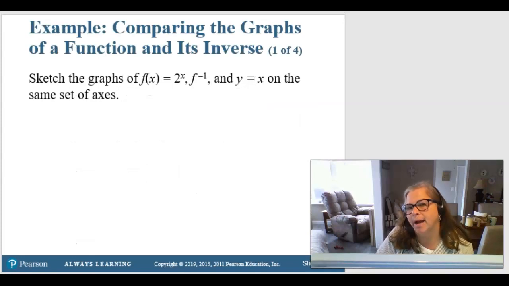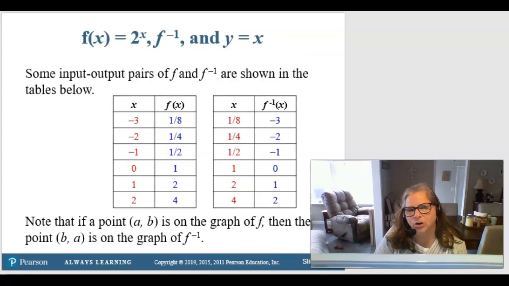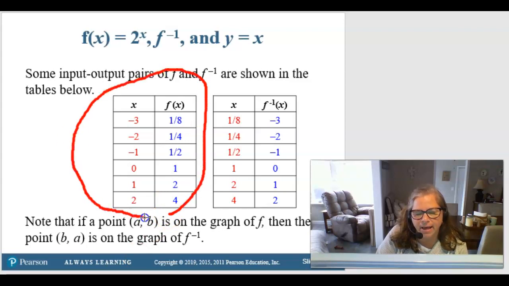Now, what happens to graphs of functions and their inverses? So let's take a look at the function f of x is equal to 2 to the x, look at its inverse and then also look at the line y equals x. So first we start with our table. F of x, remember, is 2 to the x. So when you plug in a negative 3, you get 1/8. When you plug in negative 1, you get 1/2. 0, 1, and so on. So this original table is for f of x when that is equal to 2 to the x.